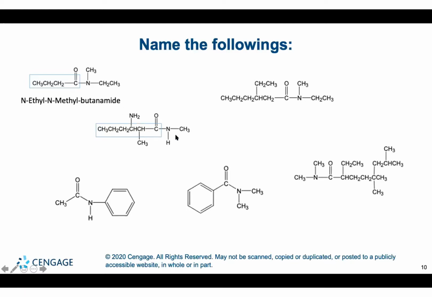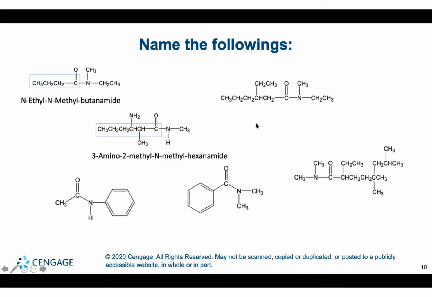Because the amide group is more prior, if you remember the priority table, amide is prior to the amine group. So the parent name goes based on the amide name. So it's going to be 3-amino. On carbon 3, I have an amino group. It is going to be used as a prefix here. 3-amino, 2-methyl. We write them down alphabetically. And N-methyl hexanamide. Hexanamide, because I have 6 carbons in the longest chain.